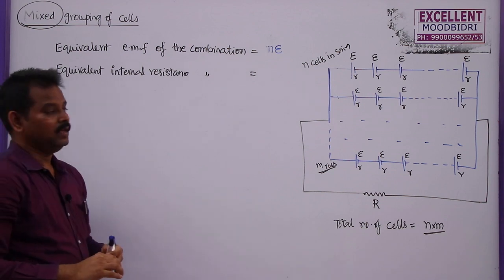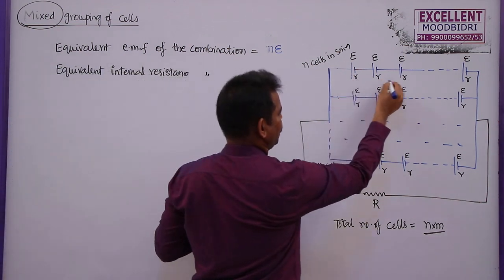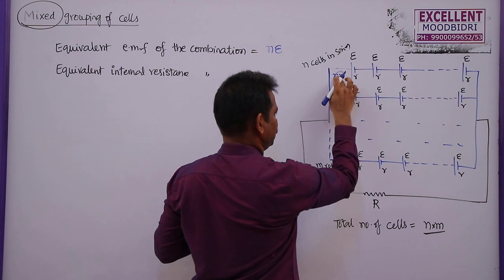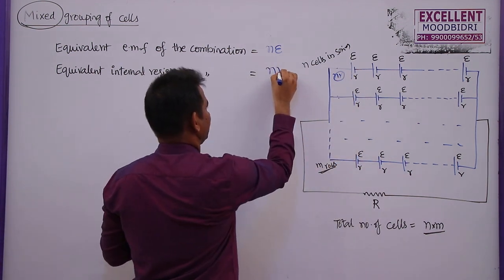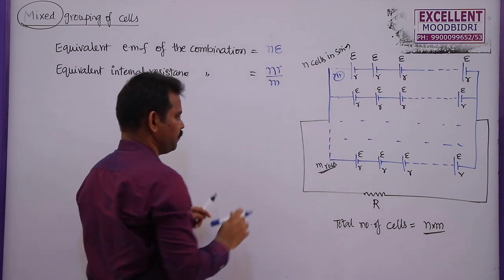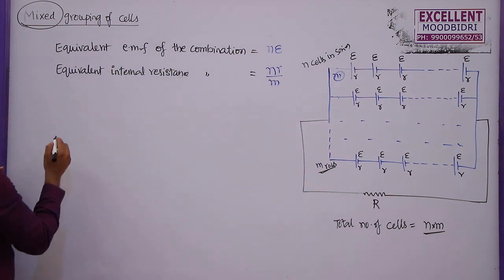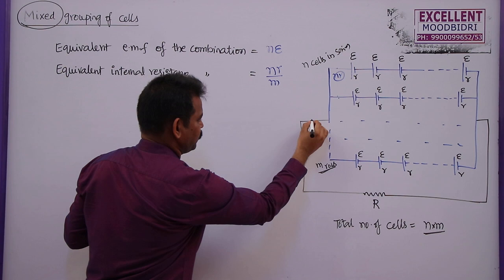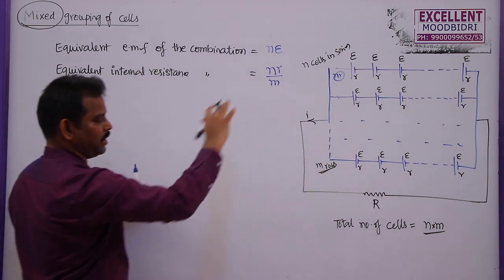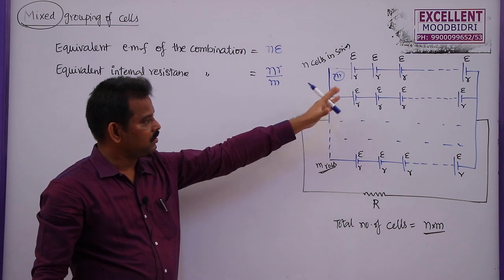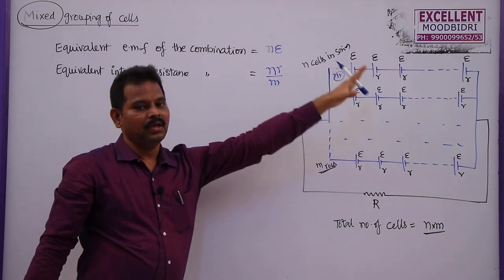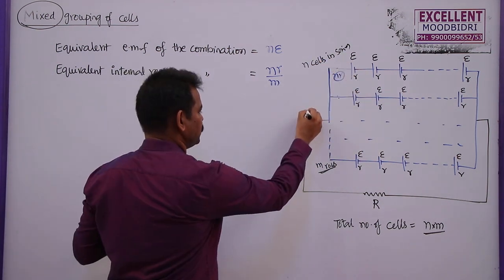Which is given by, in each row we have R plus R plus R, NR, and these are NR, NR, NR, NR, NR by M rows. This is NR by M. Now, what is the main current that is coming from this one? The current coming from this battery, because a combination of cells in series and parallel is known as a battery. So from this battery, let the current coming be I.